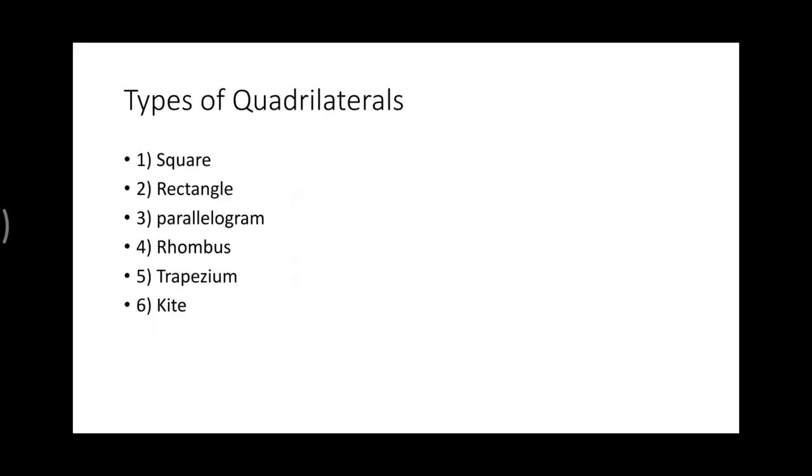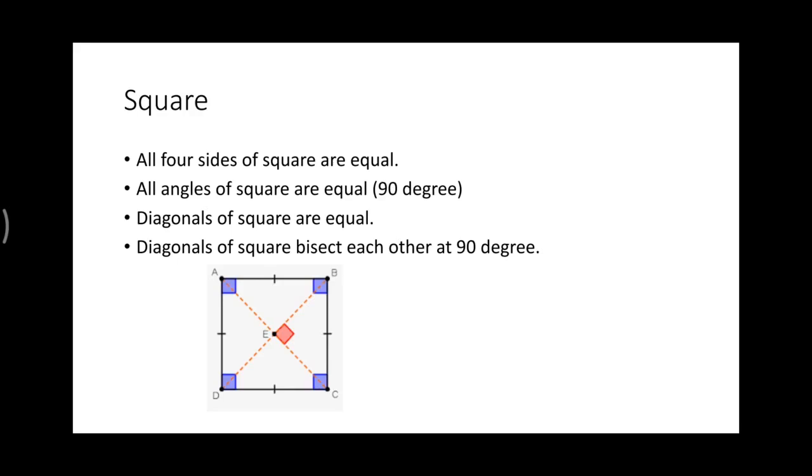Now types of quadrilateral. Mainly there are 6 types of quadrilaterals: square, rectangle, parallelogram, rhombus, trapezium and kite. The main topics to be studied in our classes are square and rectangle, and the rest we will study further. But the square, you can see it has these properties: all four sides of a square are equal, all angles of a square are equal, and it is of 90 degrees.